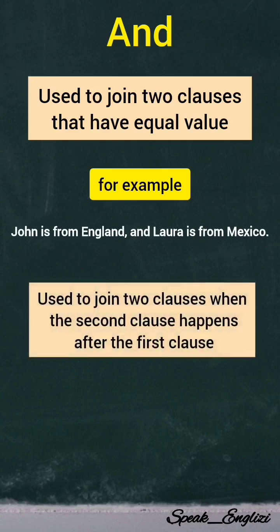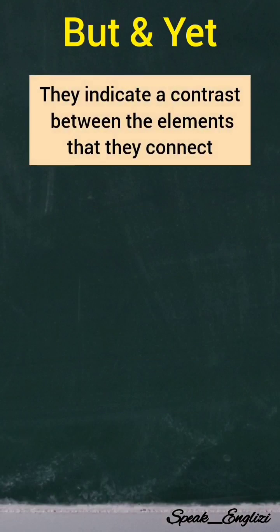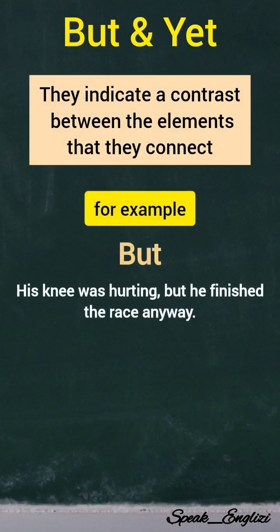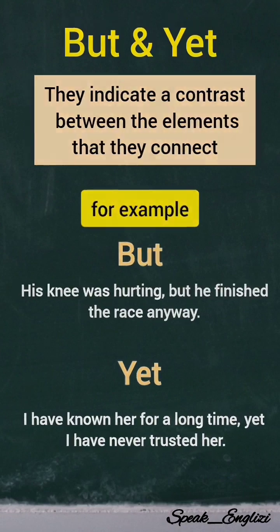We also use and to join two clauses when the second clause occurs after the first clause. For example, I will go home and get some sleep. But and yet indicate a contrast between the elements they connect. For example, his knee was hurting, but he finished the race anyway. I have known her for a long time, yet I have never trusted her.